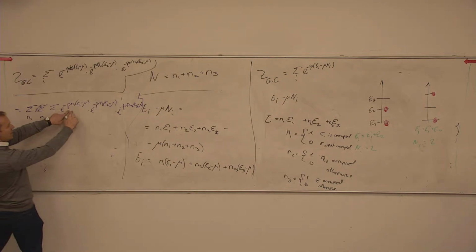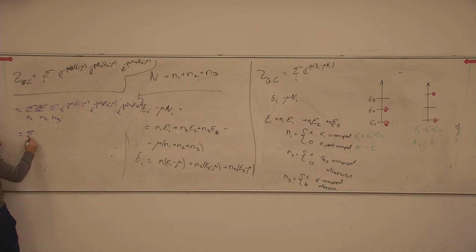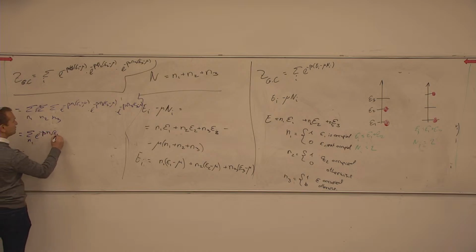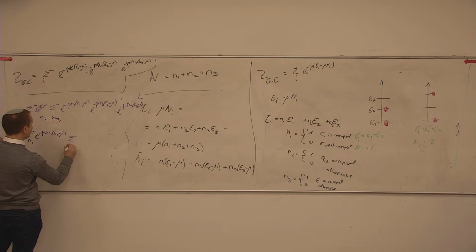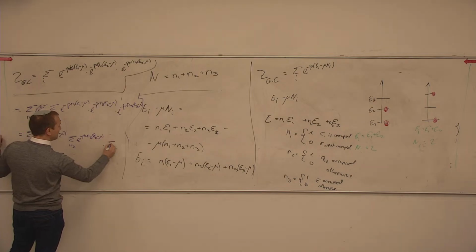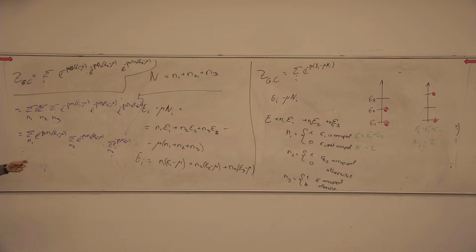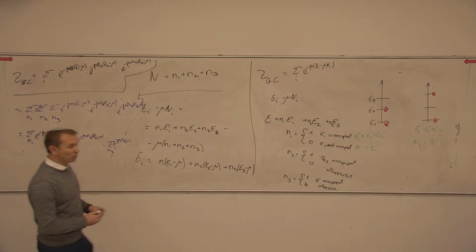Okay, but n1 is independent of n2, n2 is independent of n3, etc. So I have the sum over n1 of e to the power minus beta n1 (epsilon 1 minus mu), times the sum over n2 of e to the power minus beta n2 (epsilon 2 minus mu), times the sum over n3 of e to the power minus beta n3 (epsilon 3 minus mu). Look, factorization. This is what we've been looking for.